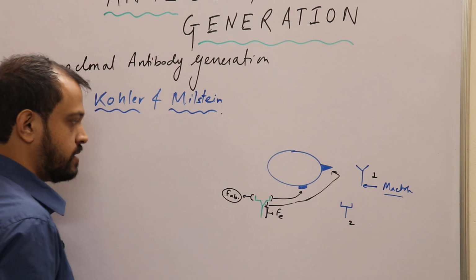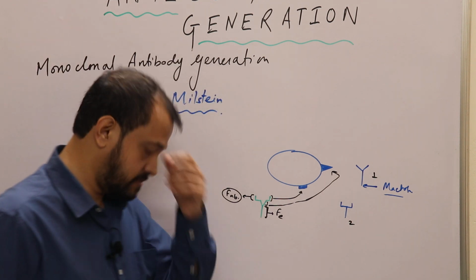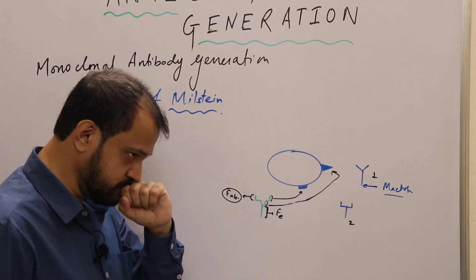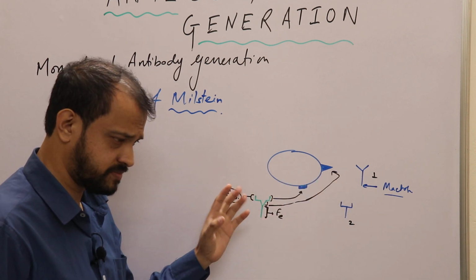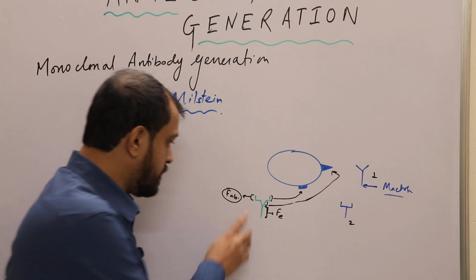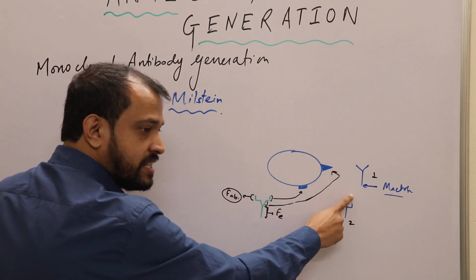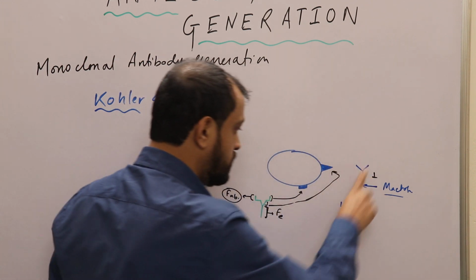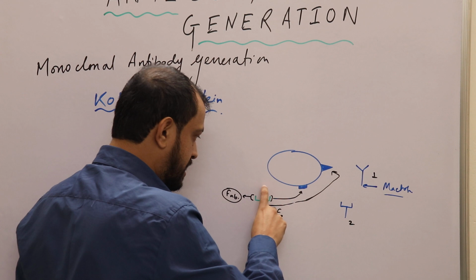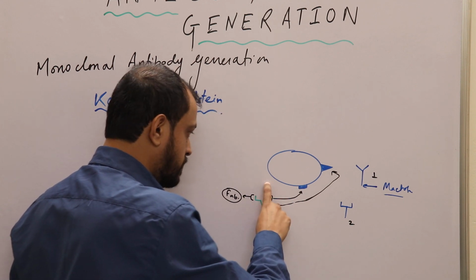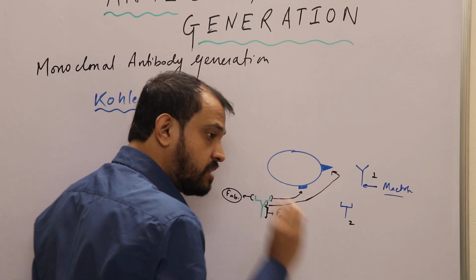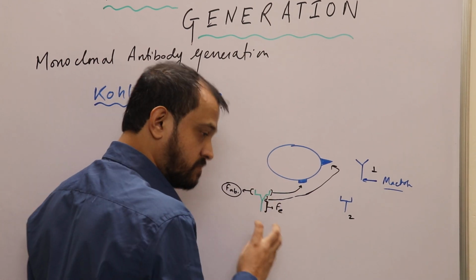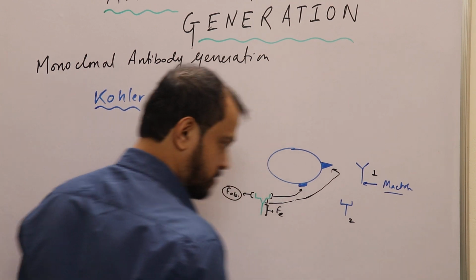Now listen, the very basic thing you need to understand: why does the body, instead of making these two antigens, make this type of antibody? Because in making these two, the protein used will be double, but in making this one, the Fc portion being common, the protein used will be minimum. That's why the body in most cases produces polyclonal antibodies.